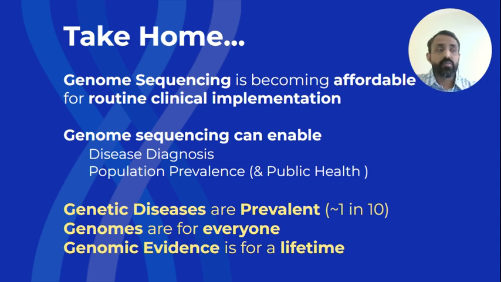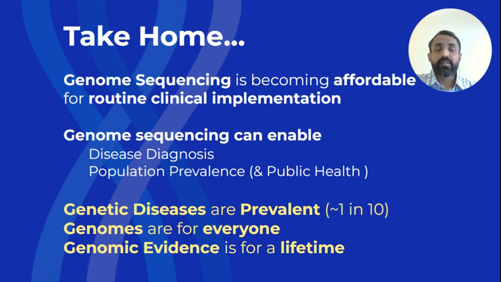So before I close, there are a few take-homes. The first take-home is genome sequencing is becoming quite affordable and very soon will become one of the mainstays in clinical implementation. Genome sequencing at a personal level can enable disease diagnosis, can enable disease prognosis, and in many ways can also enable precision treatments. And aggregated at a population level, it can provide very useful insights into population scale genetic diseases and very valuable evidence for population scale decision making for public health.